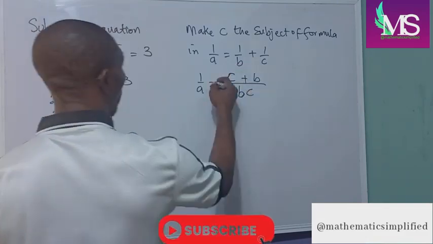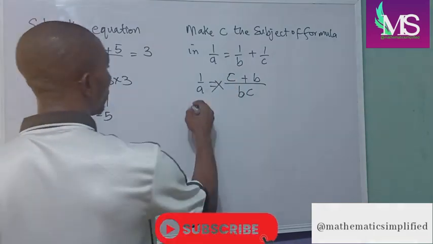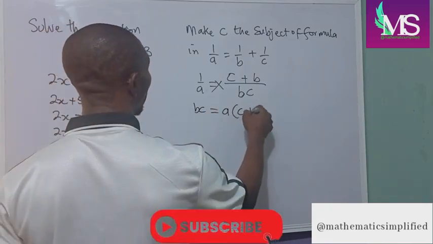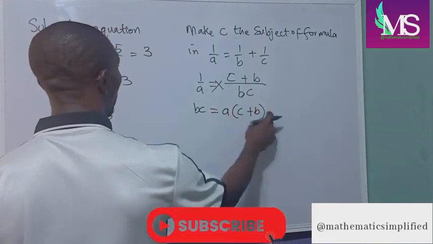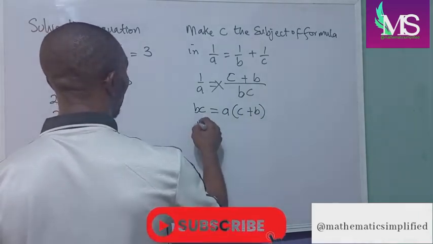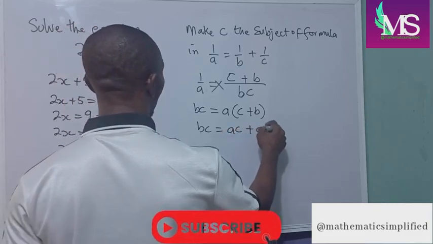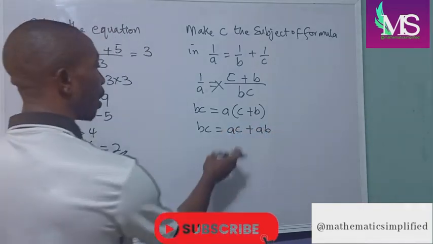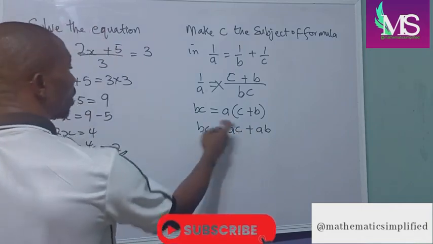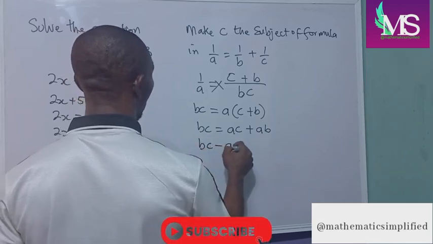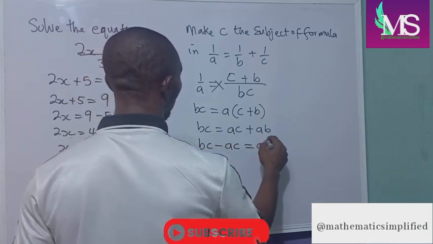Now we can cross multiply. This becomes BC = A(C + B). Opening up this bracket, we are having BC = AC + AB. Now we can collect like terms by subtracting AC from both sides. So this becomes BC minus AC = AB.